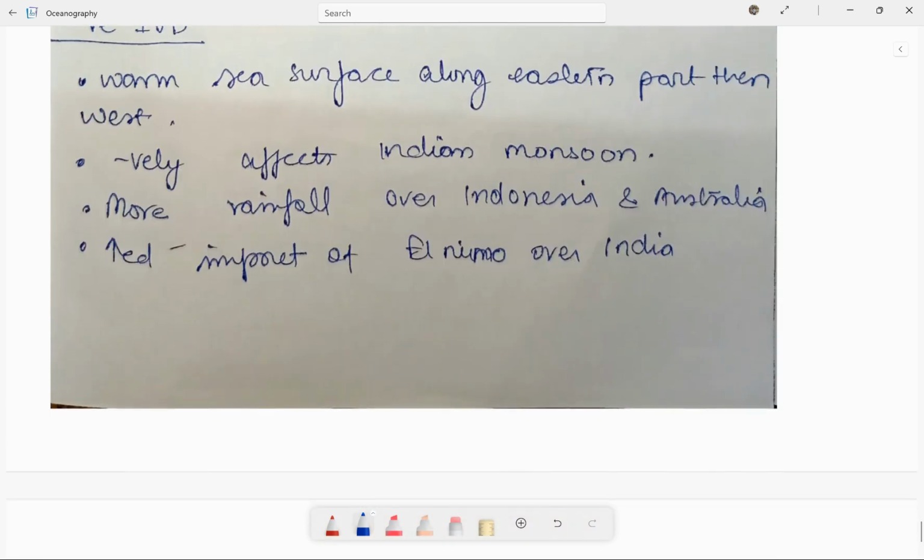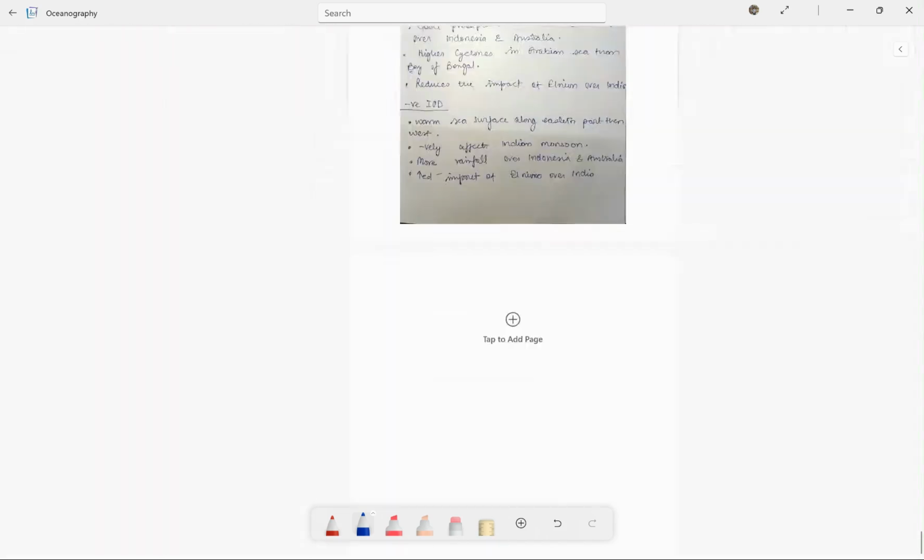Negative में warm sea surface along eastern parts, negative effects on Indian monsoon, ज़्यादा rainfall in Indonesia and Australia, and increased impact of El Nino over India.